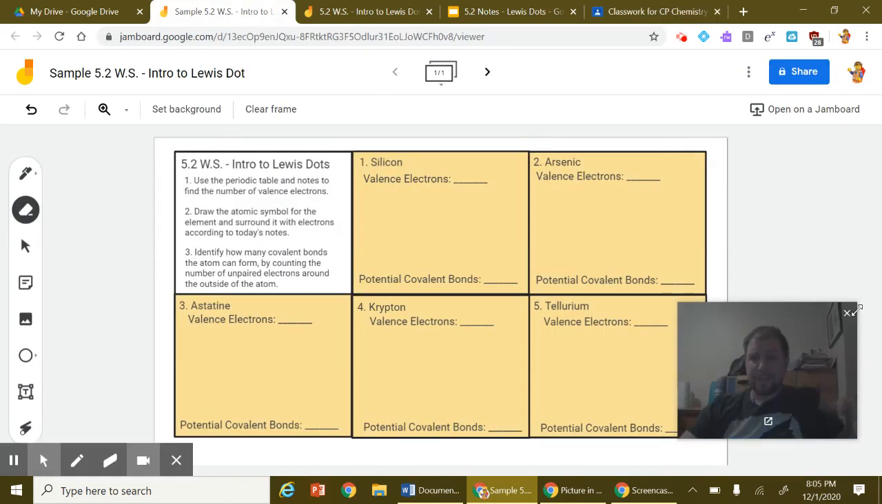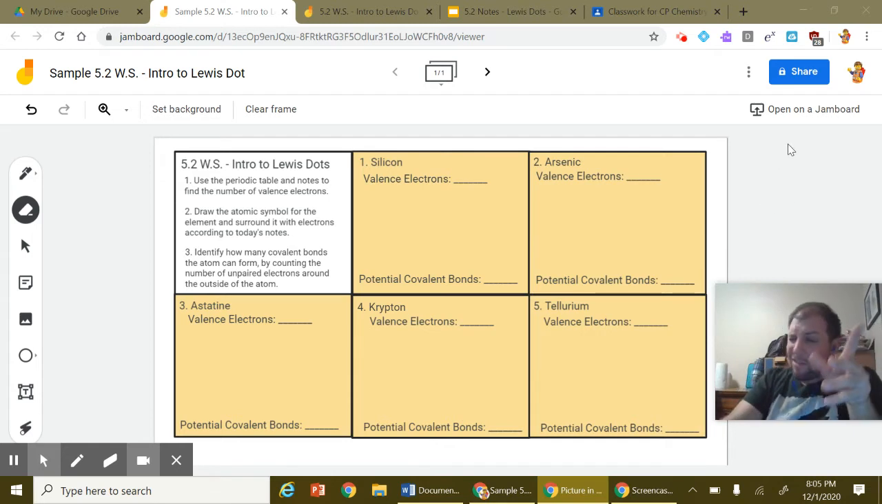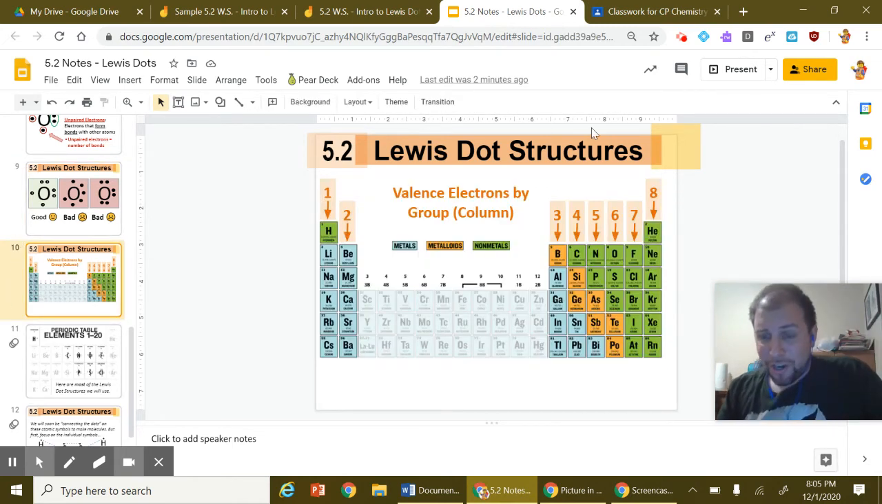Okay, so here's how this goes. You are going to have to do the Lewis dot structure for 11 different elements. Again, the process is simple. First step, you are going to look the element up on the periodic table to figure out how many valence electrons it has. And if we go look at the notes that I gave you, there is this handy-dandy chart that tells you how many valence electrons it has.